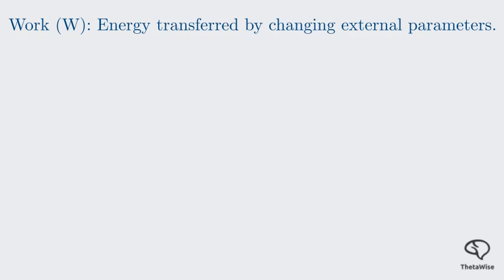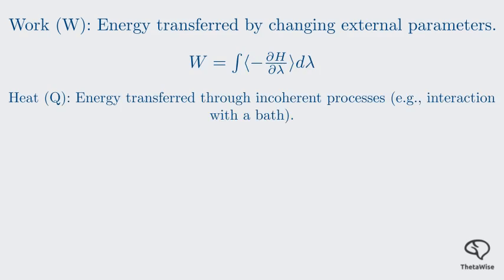Mathematically, if the Hamiltonian H depends on a parameter lambda, the work done is the integral of the expectation value of the force, which is the derivative of the Hamiltonian with respect to lambda. So work is the integral of the expectation value of the derivative of the Hamiltonian with respect to the parameter lambda, d lambda. Heat, on the other hand, is the energy transferred to the system through incoherent processes, like interactions with a thermal bath. It's associated with changes in the system's entropy.